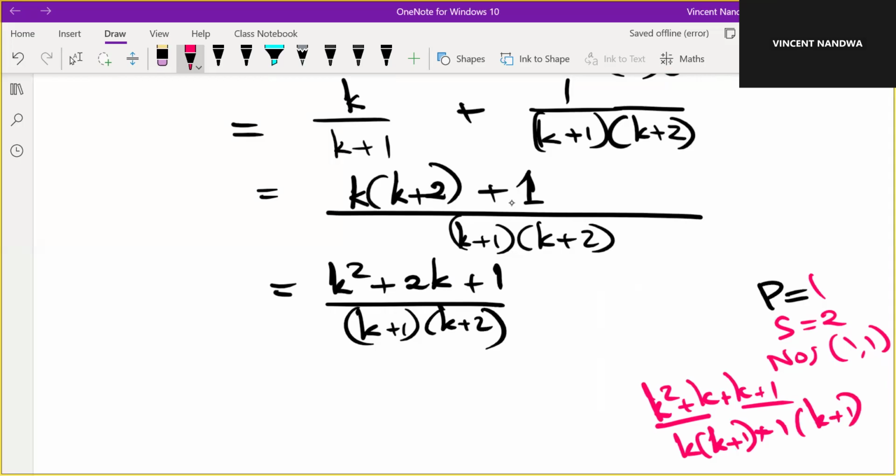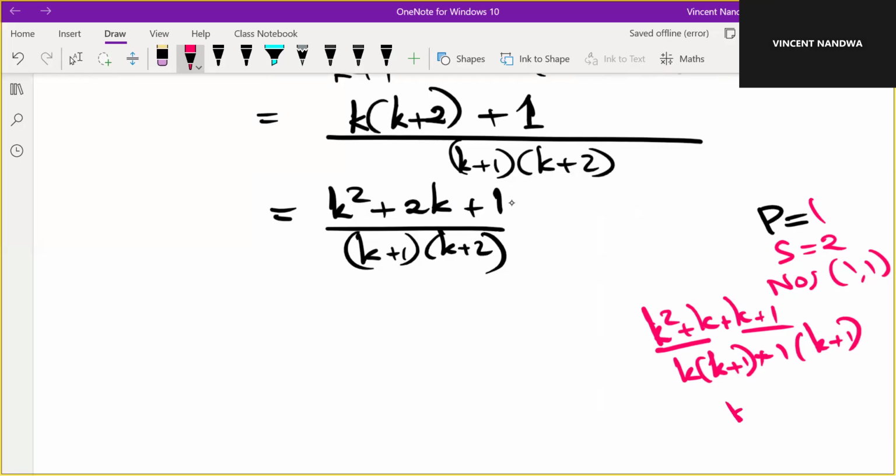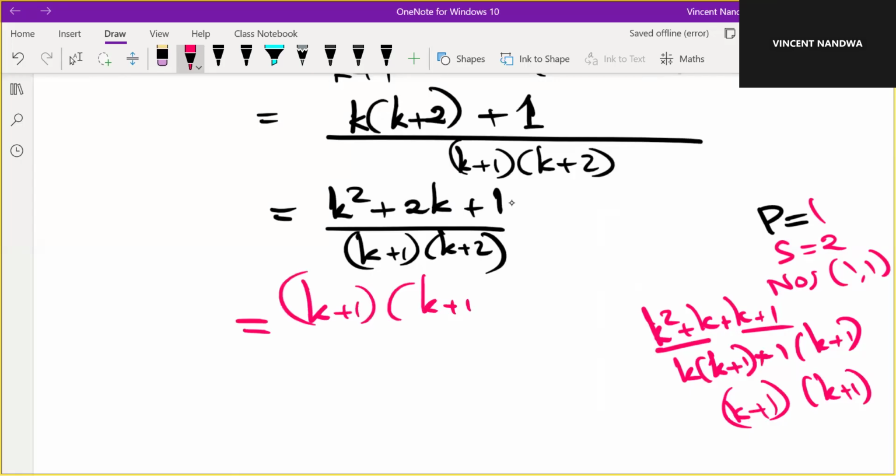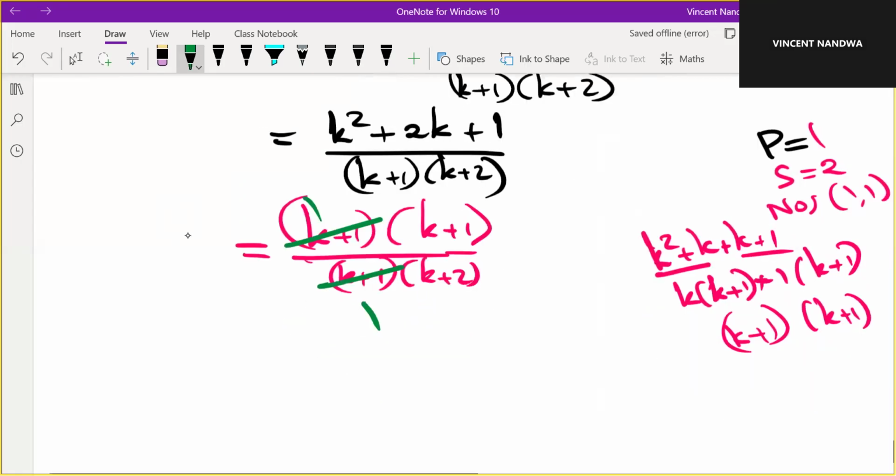Yeah. So this is the same as k plus 1 times another k plus 1, right? So we can write this as k plus 1 times another k plus 1 divided by k plus 1 times k plus 2, correct? So this k plus 1 and k plus 1 cancel out, right? So we remain with k plus 1 over k plus 2.